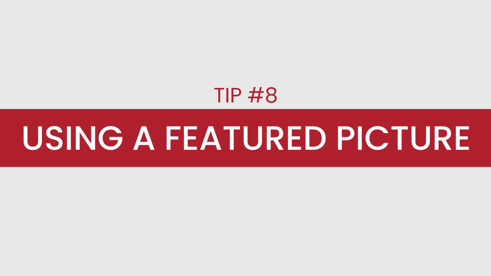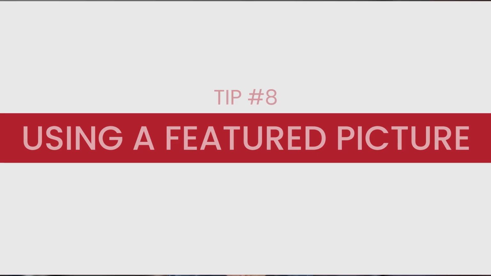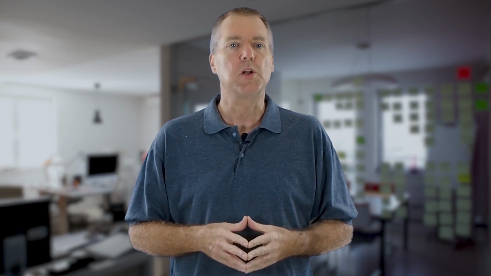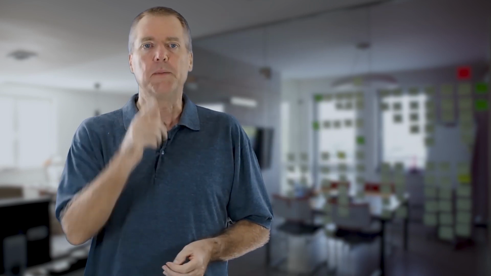Tip 8. Using a featured picture. A correctly formatted, relevant, captivating image is worth at least 1,000 words. People are more likely to click on pictures. Remember to have the image resized to fit your width and rename all images. The title, the caption, and the alt text should have that keyword phrase in them, yet again.